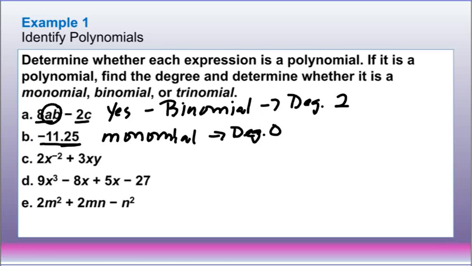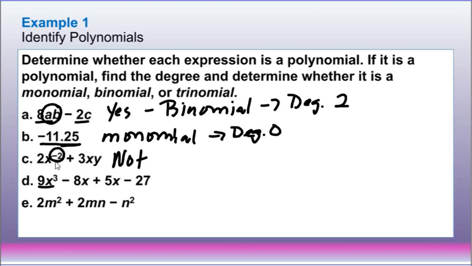Because this one has a negative exponent, for polynomials, you cannot have any negative exponents involved. So this is not a polynomial. And because it's not a polynomial, it doesn't have a degree, and we can't determine what kind of polynomial it is.